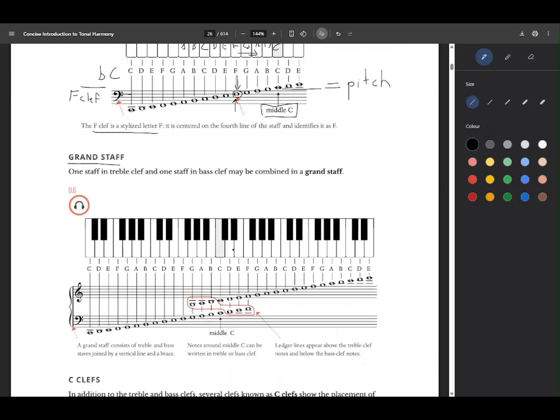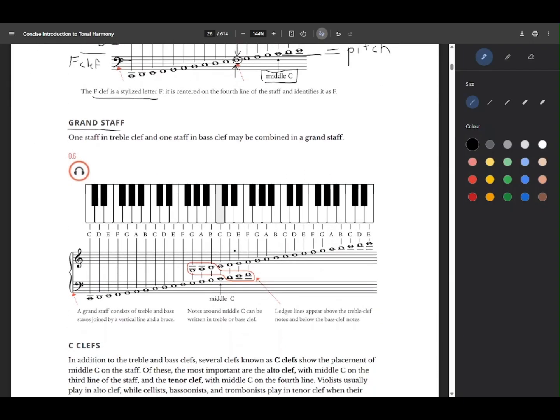Now, moving on to the grand staff. This is a combination of both the treble and the bass clef. So we have two staves here. The plural of staff is staves. We have one stave, and we have two staves. They're both in different clefs. So it's a lot going on here, but we'll break it down.